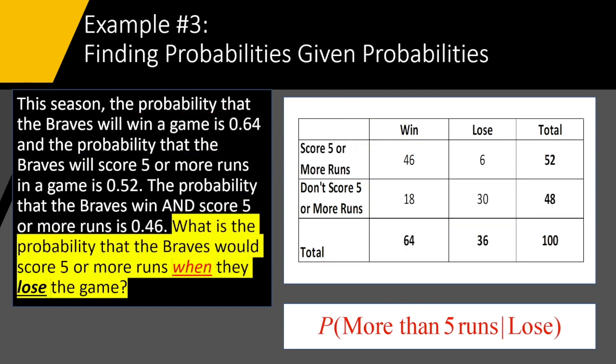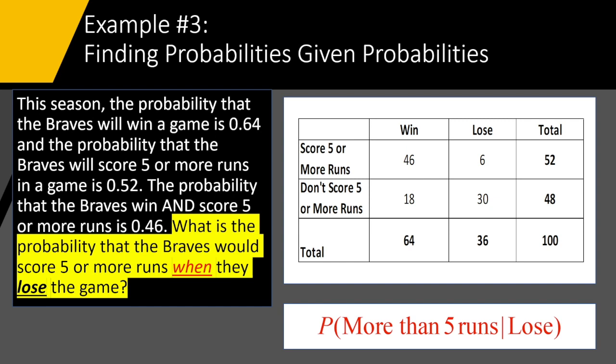So then go ahead and complete the rest of the table just like we did before. It's basically like a Sudoku puzzle. So we can subtract 52 minus 46. That gives us 6 who score 5 or more runs and lose, and so forth. So go ahead and complete your table, and then we can answer the question.